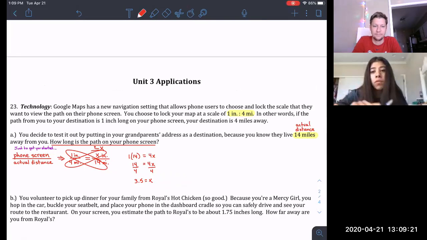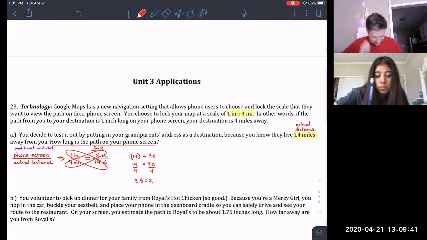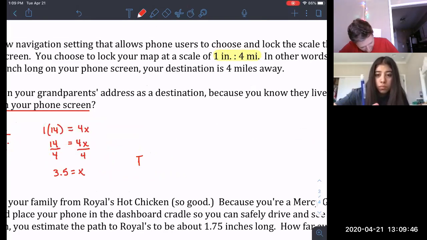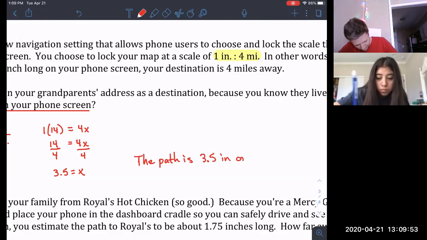The path on the phone screen is 3.5 miles. Does that make sense? Is it inches? Your phone, yeah, inches, right? And that's great. That's what I always tell my students: you have to think about it logically. Is your phone 3.5 miles wide? No. So it's probably the other label, but that's a good way to think that through. So a good answer is the path is 3.5 inches on your phone screen.